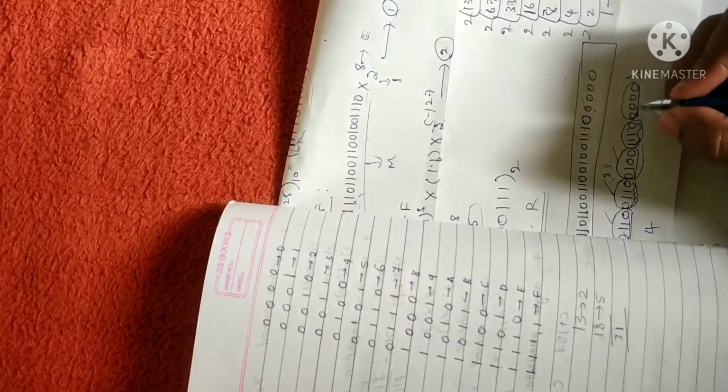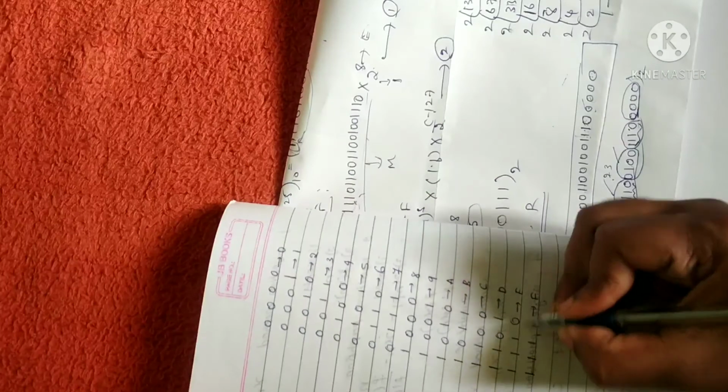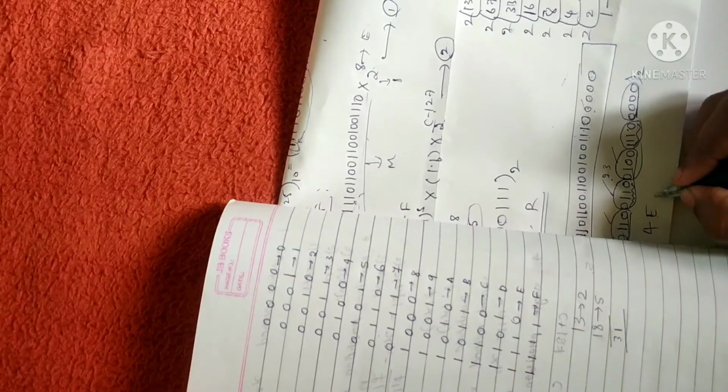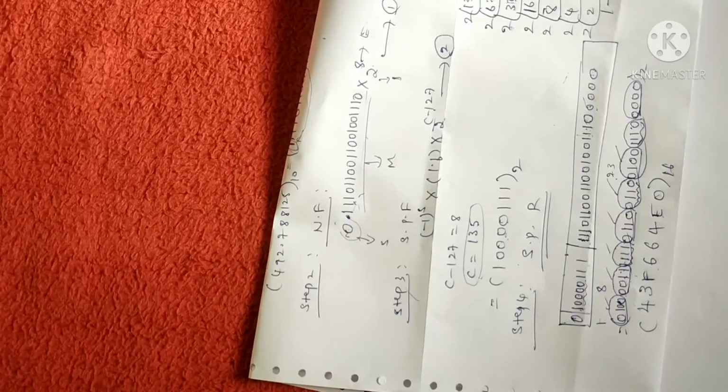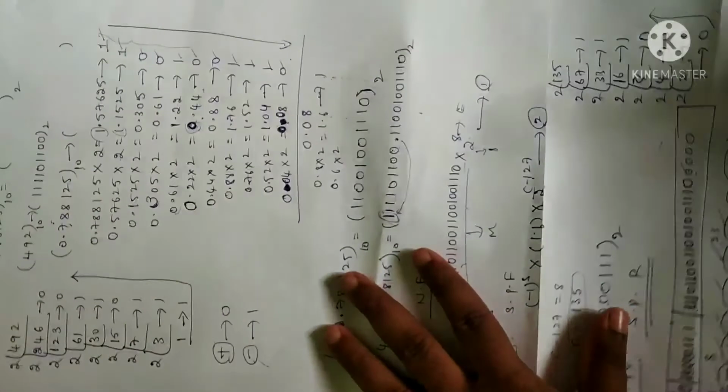Next, 1 0 1 0 will be for E. Next, all zeros is for 0. Now I have converted it in terms of hexadecimal number. Clear? The procedure is same. Anyhow, I am going to revise it once again, just for a single precision floating point number.